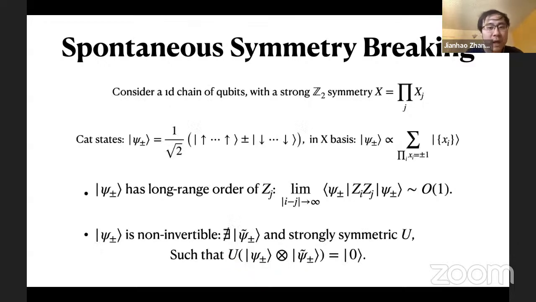Okay, and an alternative way of defining spontaneous symmetry breaking is in the sense of the quantum state. Let's consider a 1D qubit chain with a strong Z2 symmetry. The symmetry generator is the product of Pauli X operators. Let's consider the GHZ state, which is also called the cat state, as the quantum superposition of all up and all down quantum states. There are several important properties of such a cat state, which is obviously a spontaneous symmetry breaking of the Z2 Ising symmetry.